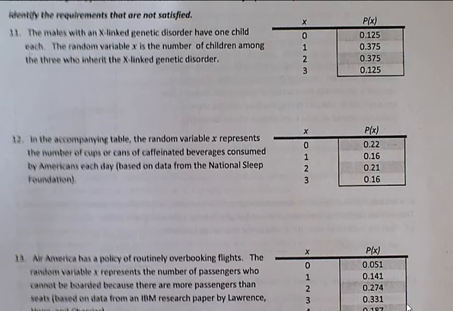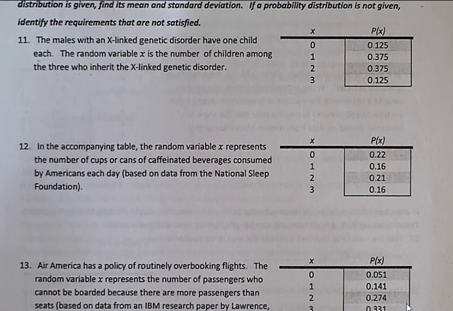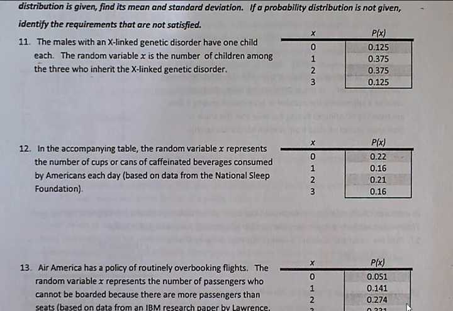On questions 11 through 14, they give you a set of values, or they describe a situation. The situation there isn't real important here, but they give you a probability distribution over to the right. So first thing we're going to do is answer yes or no: is it a true probability distribution? And if it is, then they want us to find the mean and the standard deviation.